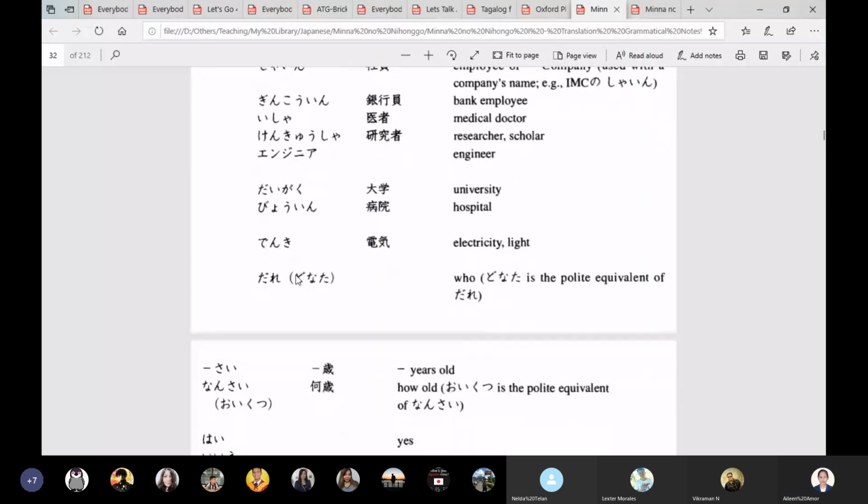Okay, and then we have ginkoin. Ginko here means bank. So these two kanjis mean bank. And in, as we've mentioned earlier, means employee. Ginkoin. Okay. And earlier we've mentioned doctor means isha. Isha. Okay. Medical doctor. Next is kenkyusha. This means researcher. So watashi wa kenkyusha desu. I am a researcher.